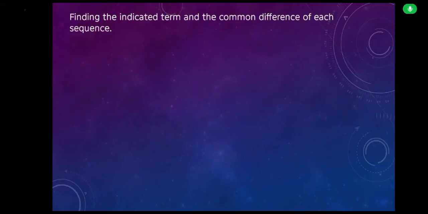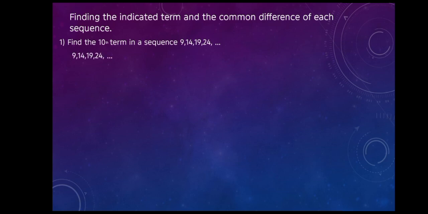So let's have another example. Finding the indicated term and the common difference of each sequence. Find the 10th term in a sequence 9, 14, 19, 24, and so on. First, let's know our given. So a sub 1 is equal to 9, our n is equal to 10 since it's the term that we're going to find, and our common difference is 5 because 14 minus 9 is equal to 5.